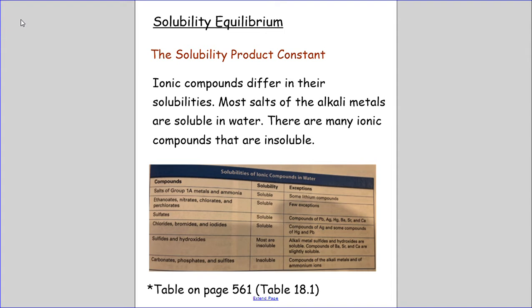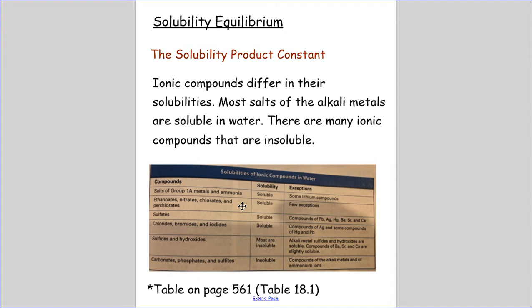So let's go through so we have an understanding of what the table says. It says if we have a compound that is a salt of group 1A metals and ammonia, they're all soluble with the exception of some lithium compounds. So our group 1A metals, all the way down through those, are soluble, except that there are some lithium compounds that are not soluble.